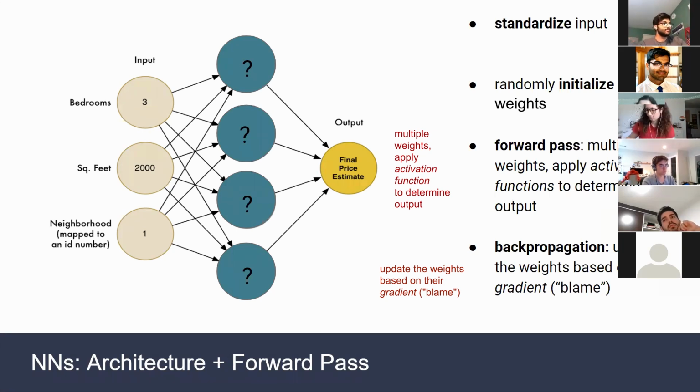In this example, what we're trying to do is take different features of a house, such as the number of bedrooms or the square footage, or something to do with the neighborhood, some sort of ID, using all this information and mapping it to a final price estimate. So first of all, could someone answer real quick, is this a regression or a classification problem?